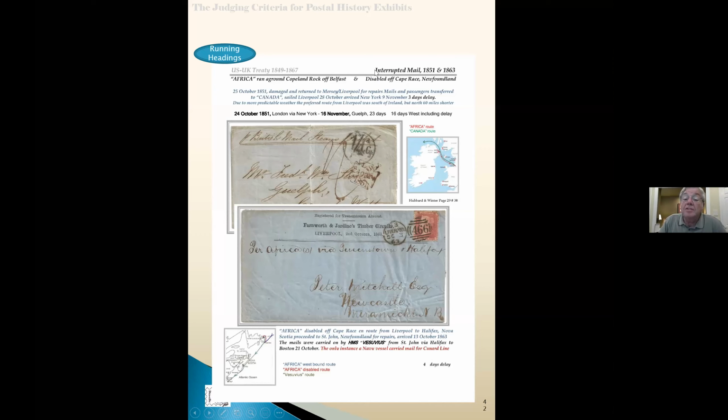And then also, as part of the running heading, is interrupted mail 1851 and 1863. Below the line, he is giving the page heading, which is the Africa ran aground, and then a second ship disabled off Cape Race. And he uses, again, small, non-cluttered, hand-drawn maps with just the important information about the disrupted voyages of these ships.